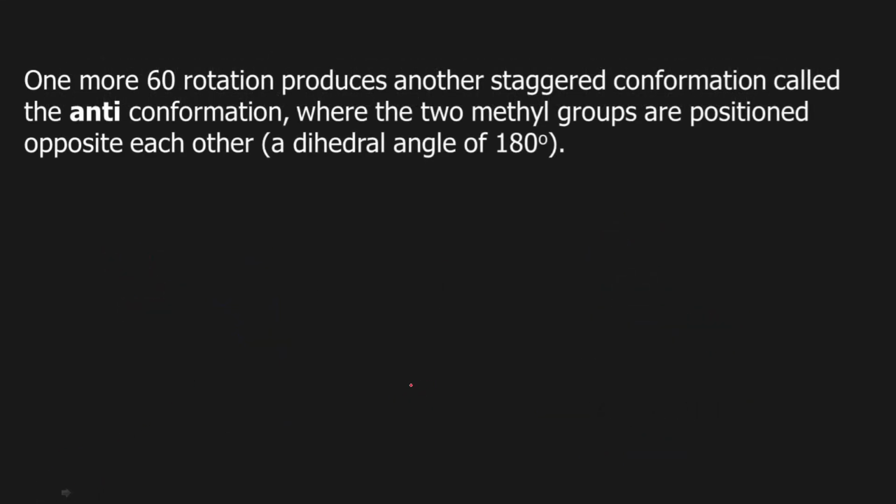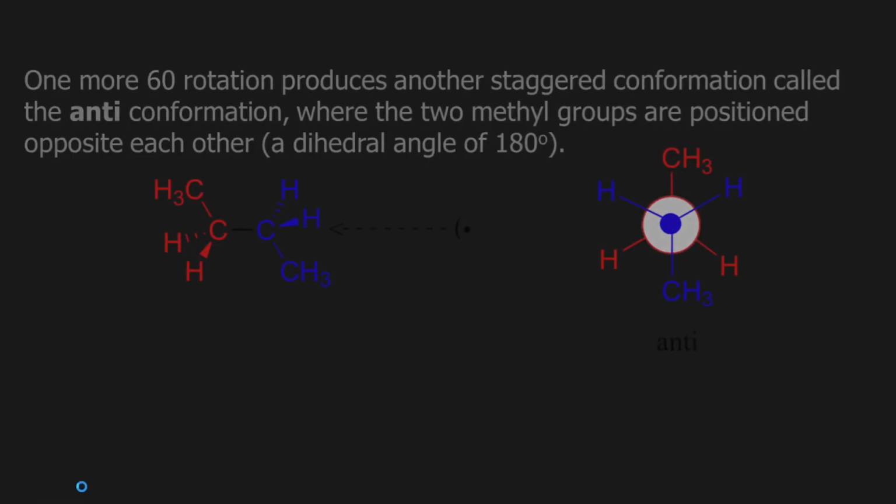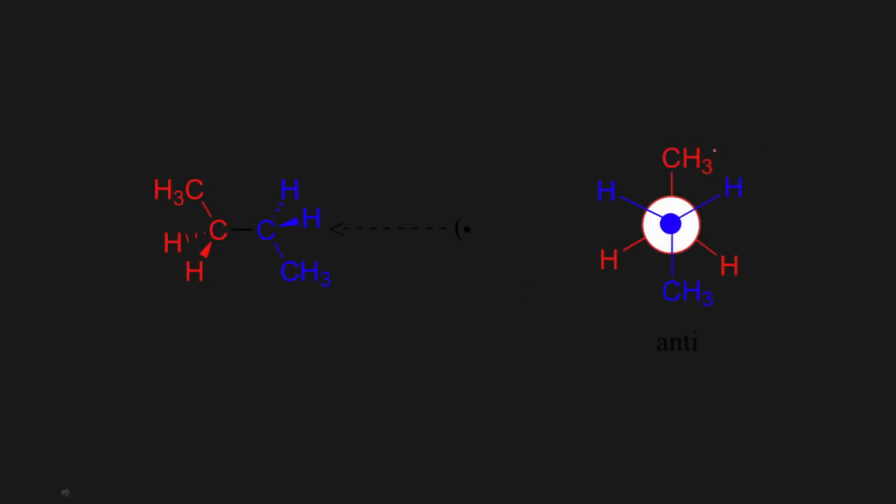Now, if we are taking another 60-degree rotation, the conformation that is known as anti-conformation, and over here the methyl groups are positioned opposite to each other. The value of theta in this case is 180, and this is known as the anti form or the anti-conformation, as the methyl groups are opposite to each other, right? So this is the anti-conformation which we have.